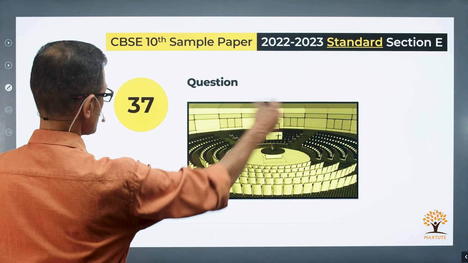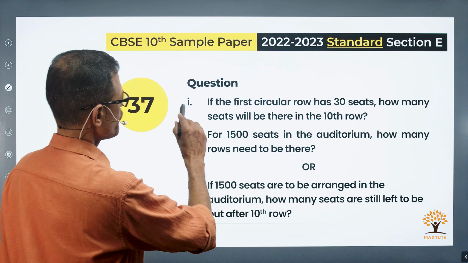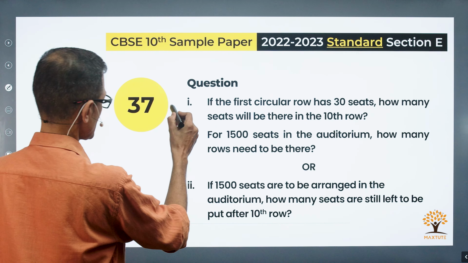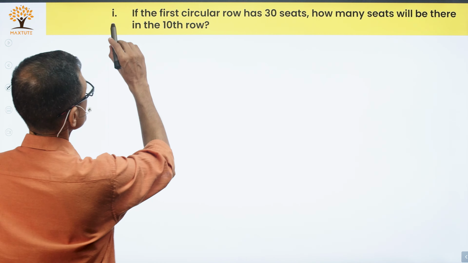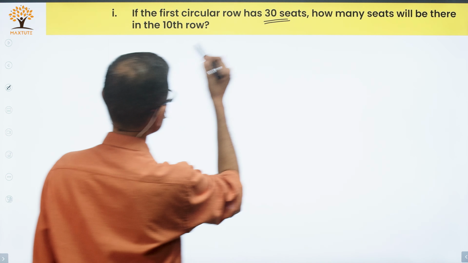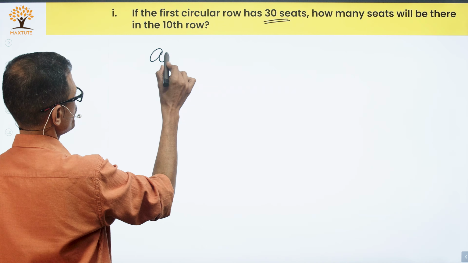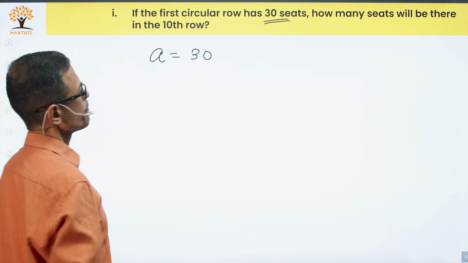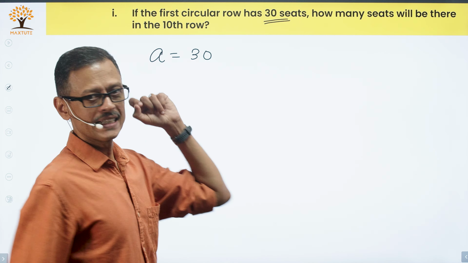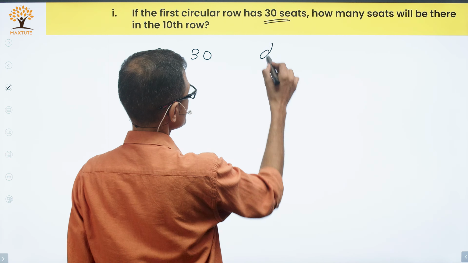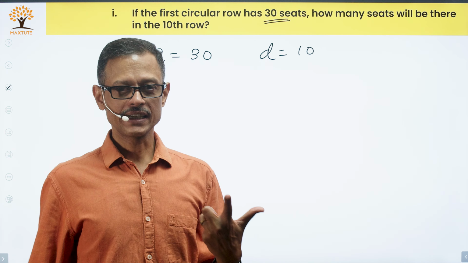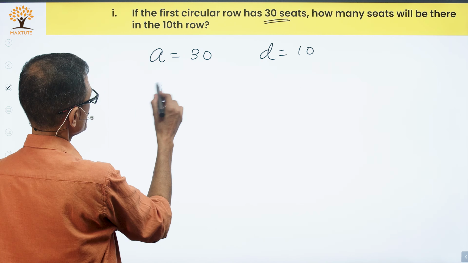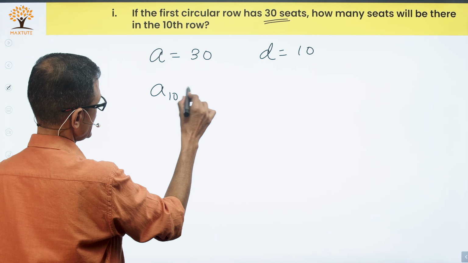This is how the circular arrangement is going to be. The questions start here, so we'll start with the first question. If the first circular row has 30 seats, so it's an arithmetic progression where the first term A is equal to 30. How many seats will be there in the 10th row? We know it increases at the rate of 10 seats per row, which means the common difference is equal to 10. We need to find the number of seats in the 10th row, which is A10.